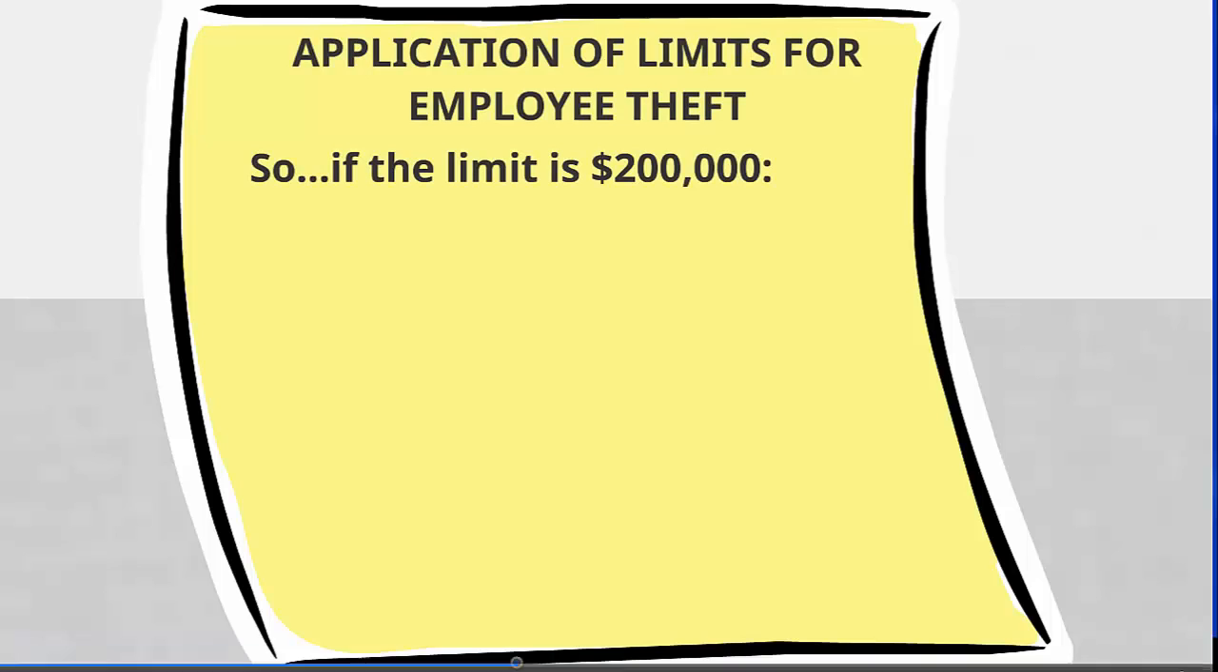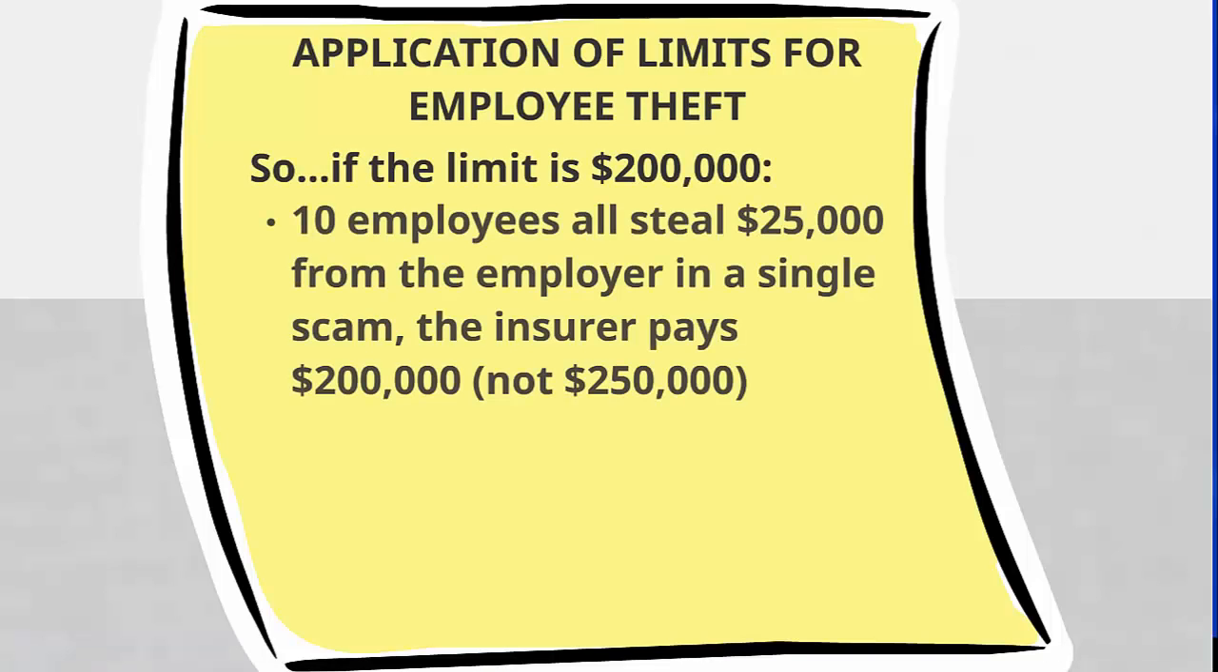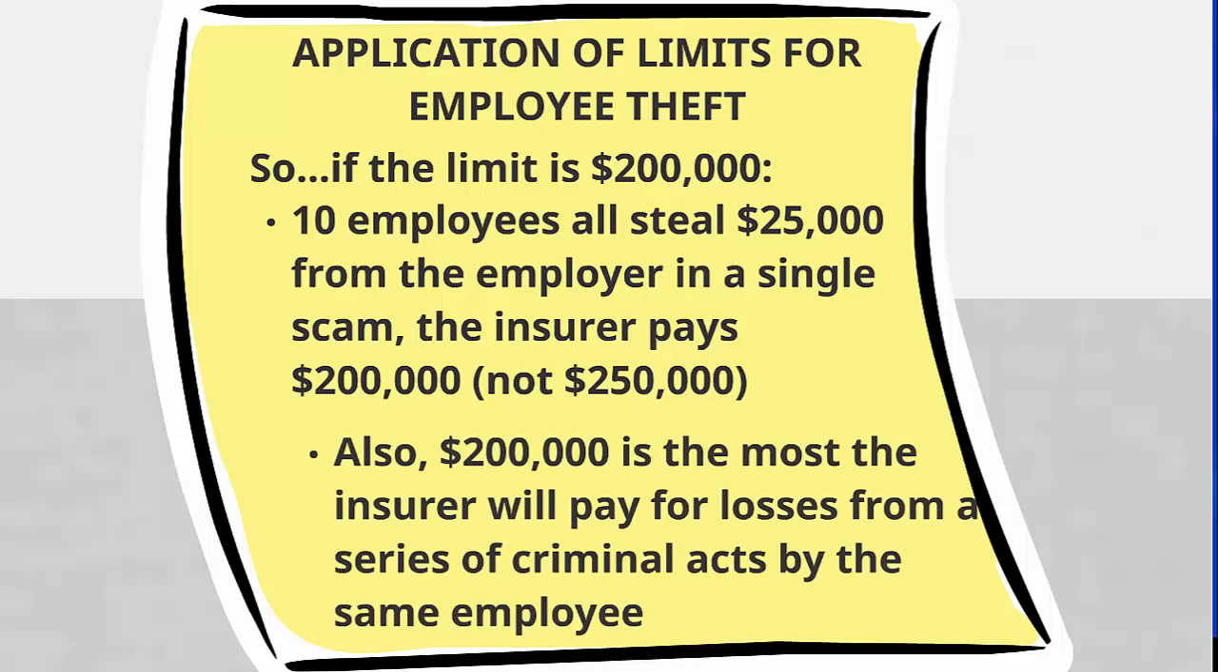So, if the limit is $200,000, 10 employees all steal $25,000 from the employer in a single scam, that single scam is considered an occurrence. The insurer pays $200,000, not $250,000. It isn't as though the insured has $200,000 per employee. Also, though, $200,000 is the most the insurer will pay for losses from a series of criminal acts by the same employee. So the limit applies per employee and per act.